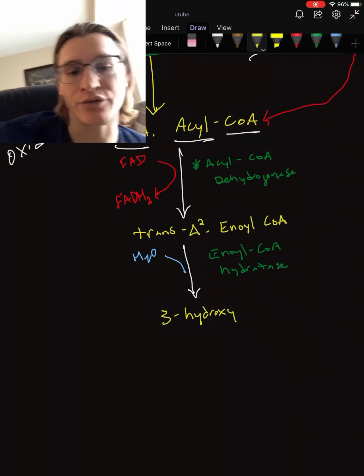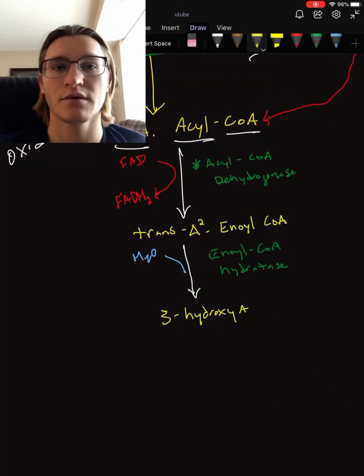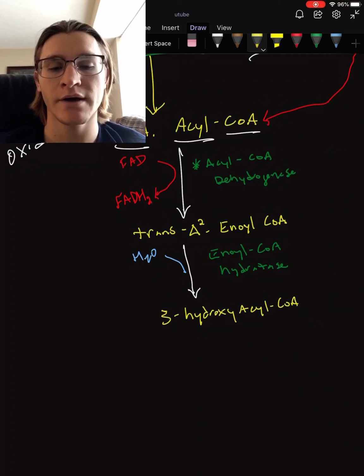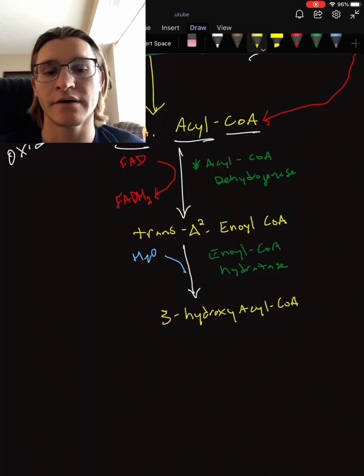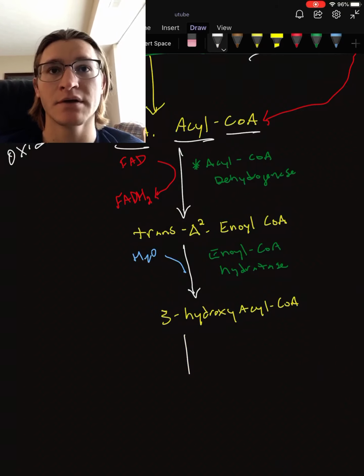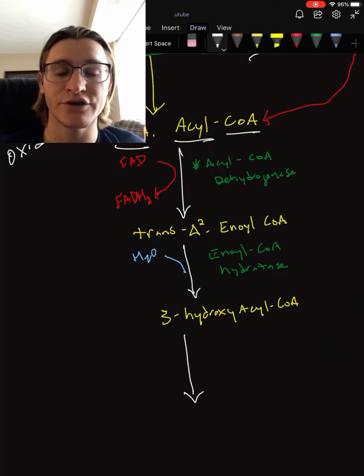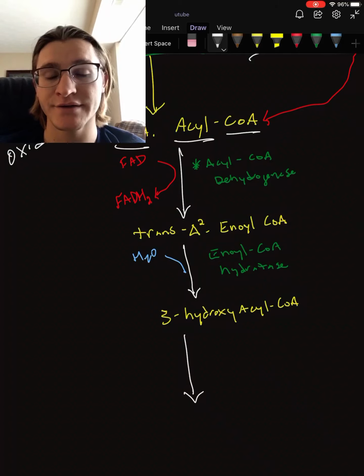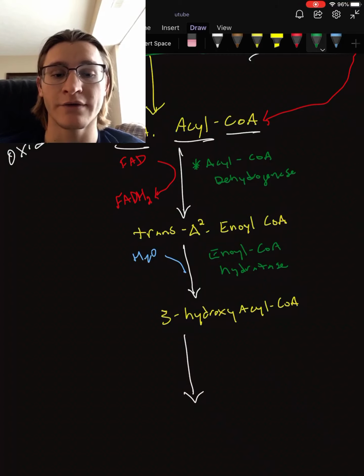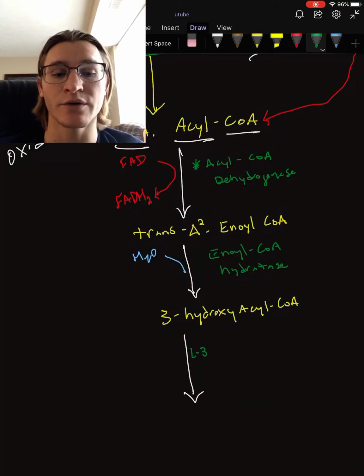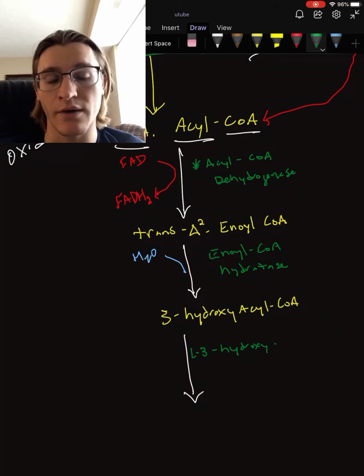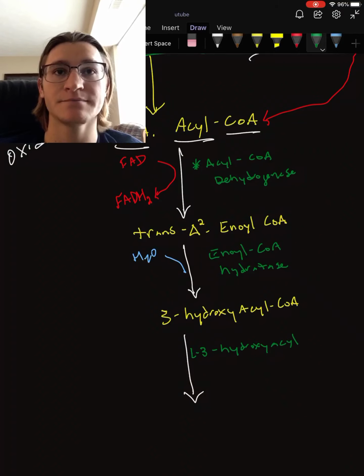And then we're going to create our 3-hydroxyacyl-CoA. And then we're going to have another enzyme that is going to create an indirect source of energy. So if it's going to create an indirect source of energy, we know it's going to be a dehydrogenase. So we're going to have L-3-hydroxyacyl-CoA dehydrogenase.